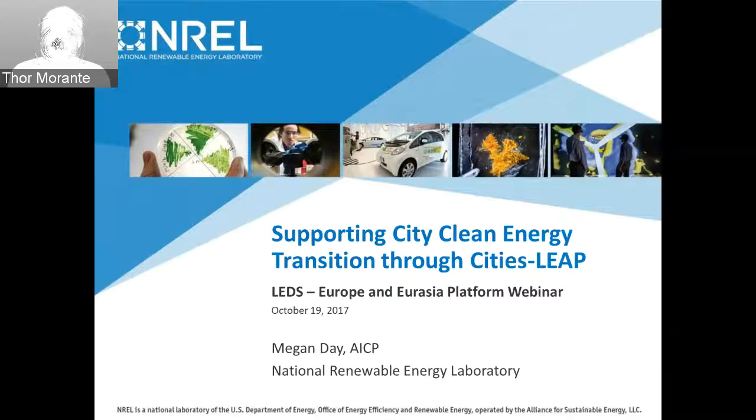Today, Megan Day will present the approaches taken for data collection and the types of analysis to inform municipal energy planning using the CitiesLEAP toolbox with the experience of the United States, focusing on how the data collected by using the CitiesLEAP toolbox can be used to better inform the policy-making processes for urban energy planning.